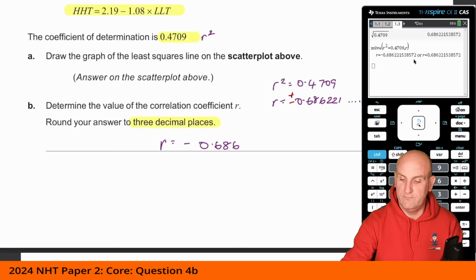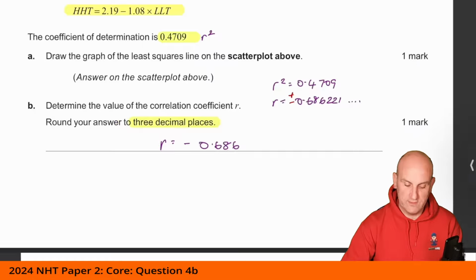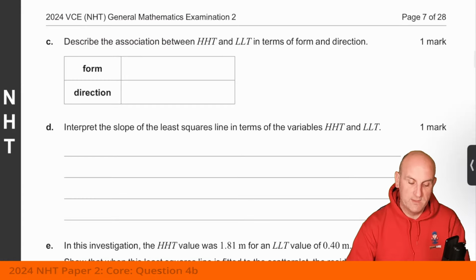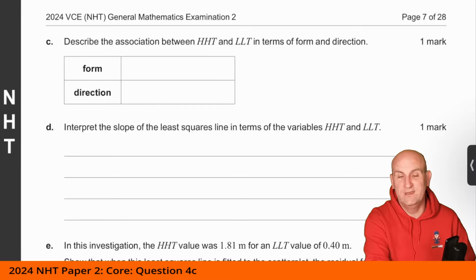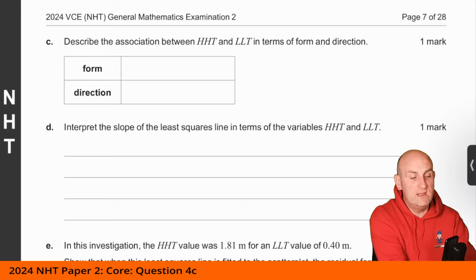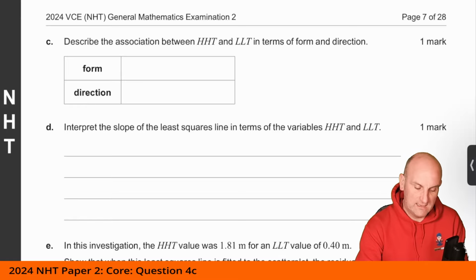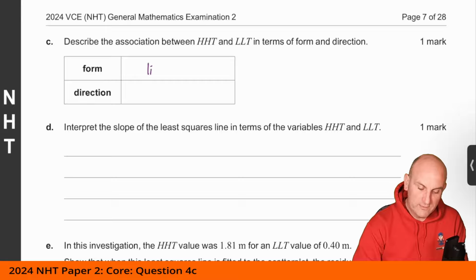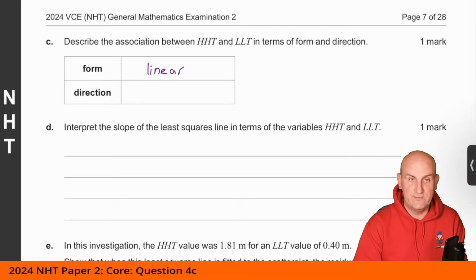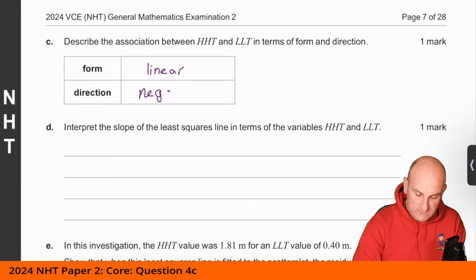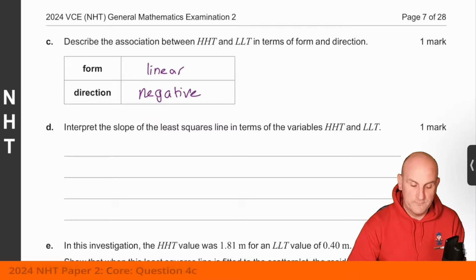Notice how many times rounding to significant figures or decimal places has come up. Describe the association between HHT and LLT in terms of form and direction. This is just summary book stuff. I really like this question because I was like, well, there's nothing too particularly complicated in here. The form, you've got a choice of linear or non-linear, and it is definitely, in this situation, suggested it's linear. And the direction, positive or negative. And again, in that situation, we would say negative.